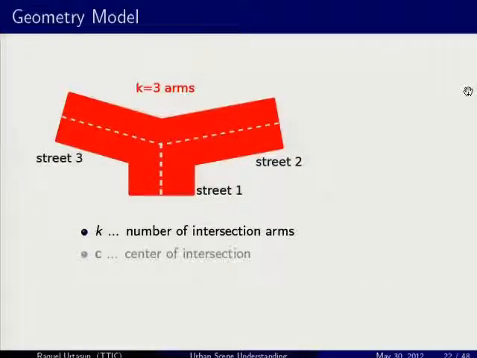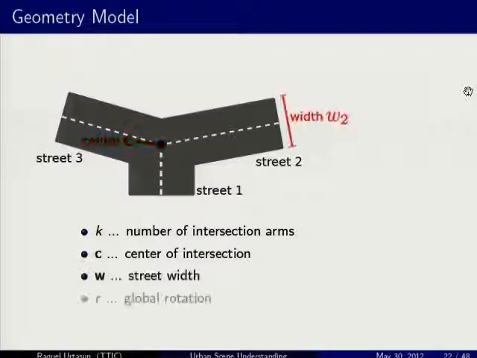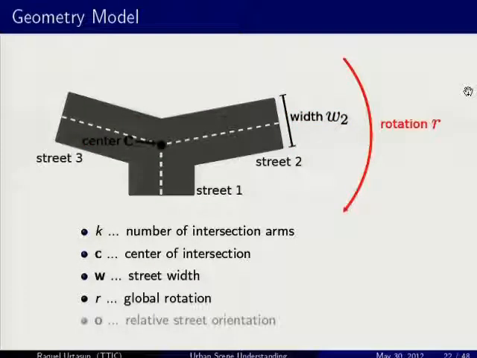And we also have a geometric model in order to have a precise definition of the layout. So you can think of this as an extension of this cuboid layout in the indoor scenario to the outdoor scenario, right? You're really interested in these roads. So what we have is a random variable k, which is the number of intersection arms. We have the center of the intersection. We have the different widths of the roads, as well as our own rotation with respect to the intersection, and the relative orientation of these things.